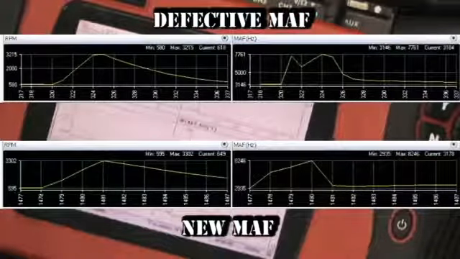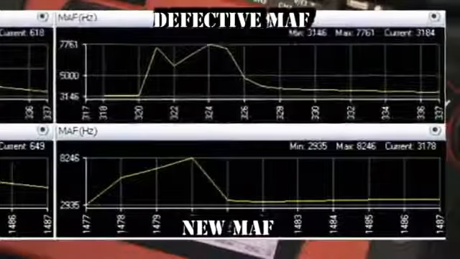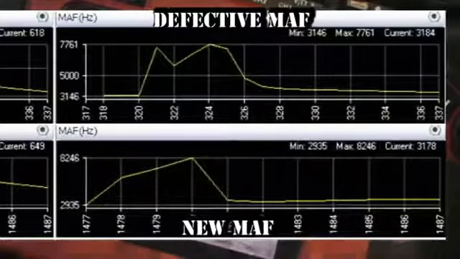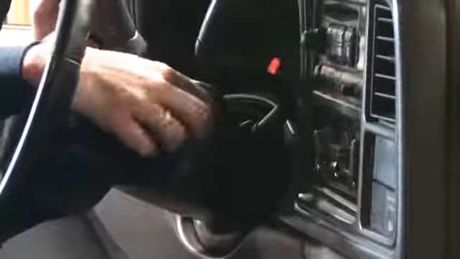Now let's take a look at the snap throttle differences. Notice how different the MAF hertz traces are. A test drive with a new sensor confirms the repair.